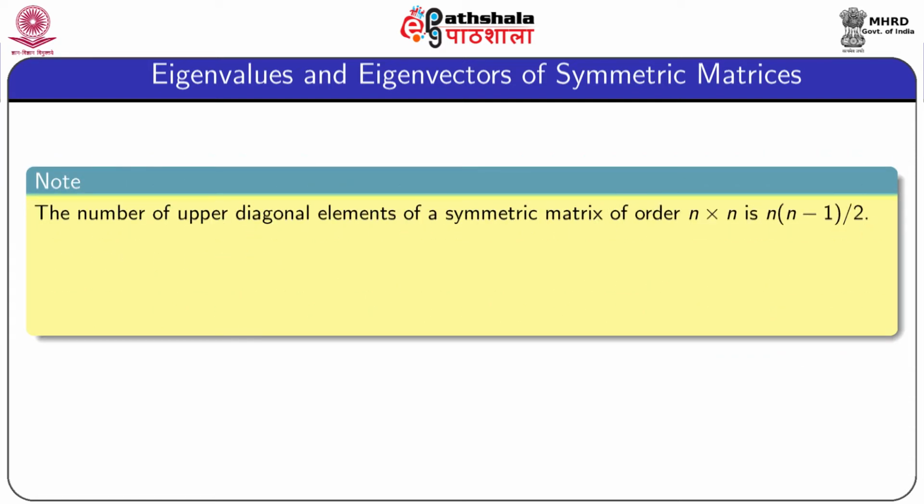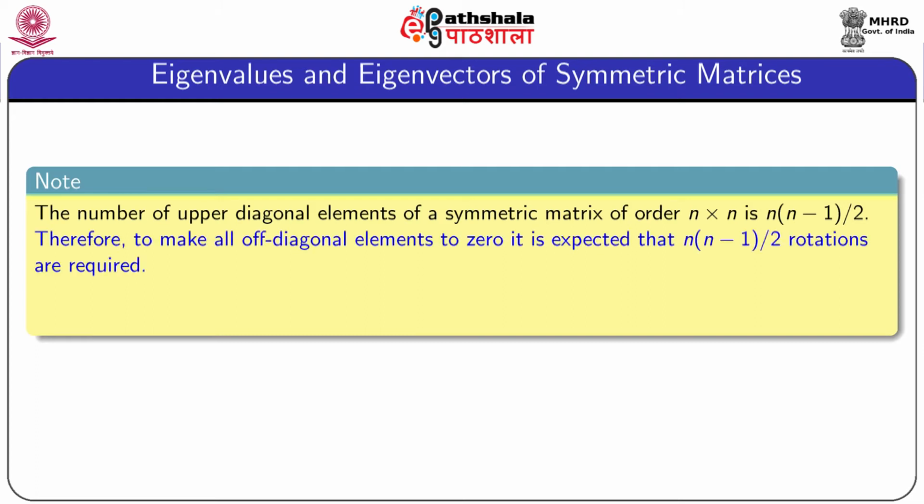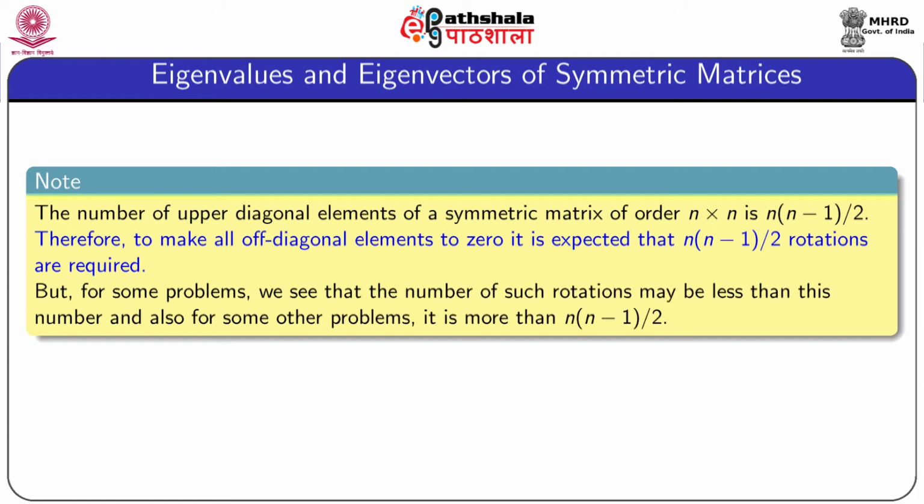The number of upper off diagonal elements of a symmetric matrix of order n by n is n into n minus 1 by 2. It is obvious the number of lower off diagonal elements is also n into n minus 1 by 2. Therefore, to make all off diagonal elements 0, it is expected that n into n minus 1 by 2 rotations are required to convert the original matrix to a diagonal one. But for some problems, we see that the number of such rotations may be less than this number, and for some other problems we have seen that this number is more than n into n minus 1 by 2, that means more than the expected number of rotations.